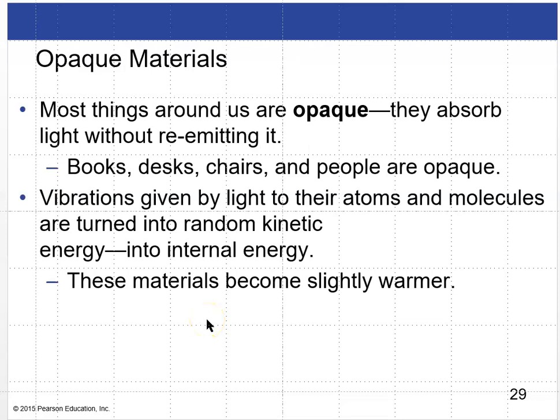Most things around us are opaque. They absorb light without re-emitting it. Good examples of that: books, desks, chairs, the floor, the ceiling, unless you have a glass ceiling, and you. And what's going on in there, the vibrations given by light to their atoms and molecules are turned into random kinetic energy and thermal energy. You can notice this: you put something out in the sunlight, it usually gets warmer. These materials then will become slightly warmer.